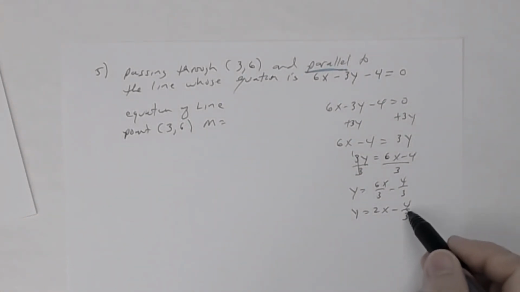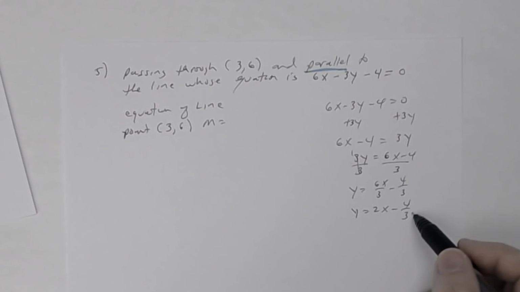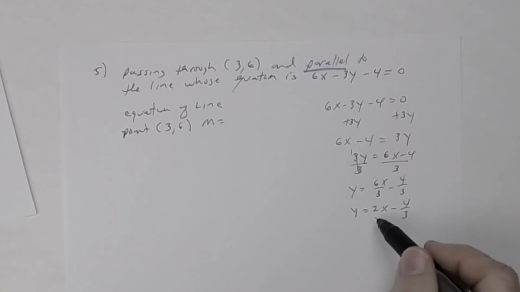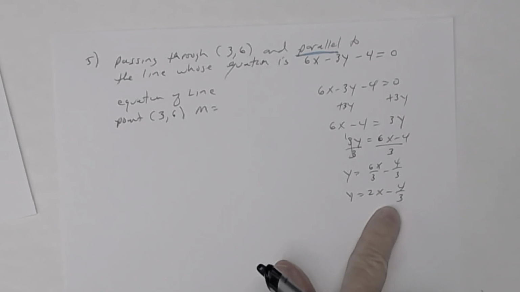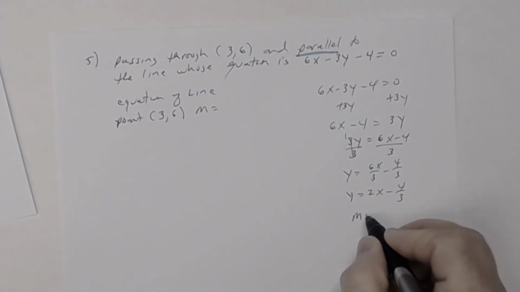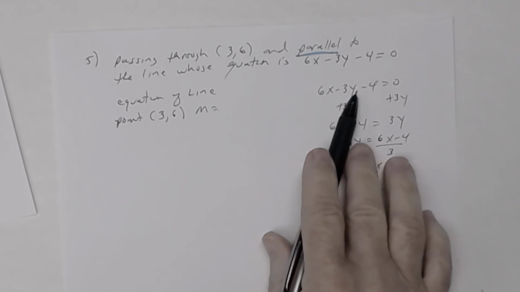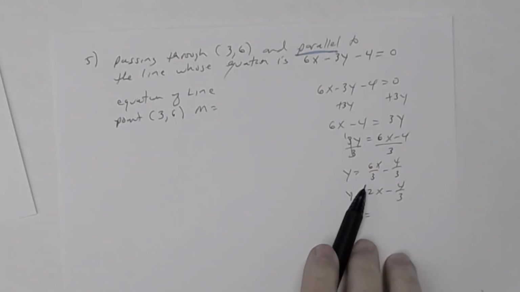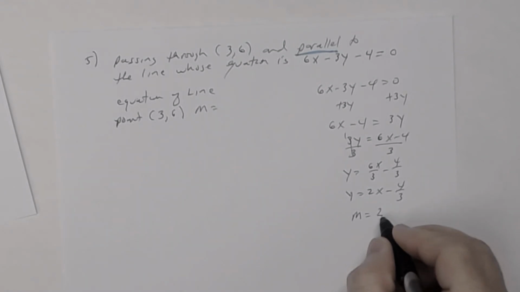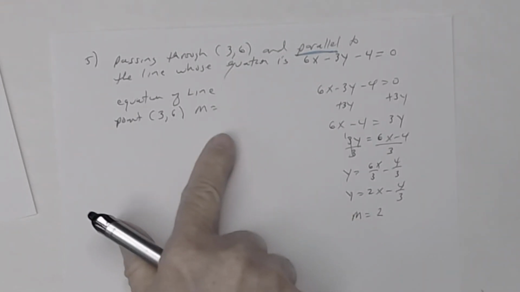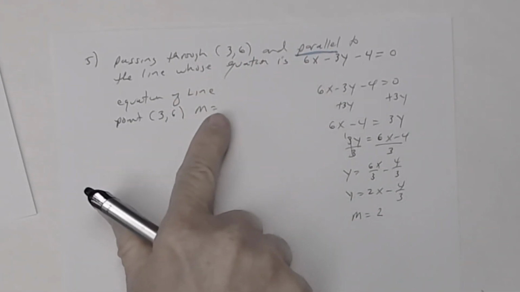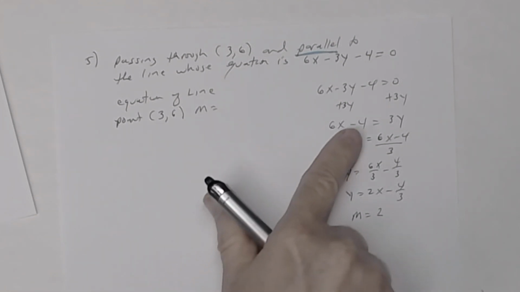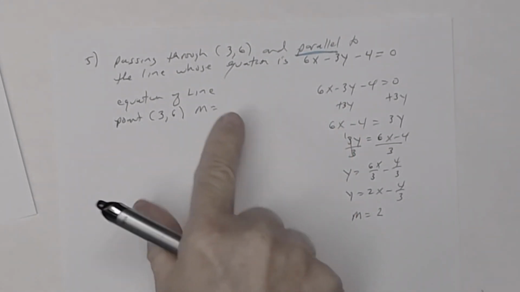And go ahead and leave the fraction if you cannot write it as an integer. If it's not reducible, leave it as an improper fraction or a proper fraction. All right, so now we have it in slope-intercept form, right? So the slope of that line that has this equation is the coefficient of x. So that's 2. So what's the slope of that line now? Well, you know that those two lines are parallel, so the slope of this line has to be the same as the slope of that line. So the slope of that line is 2.